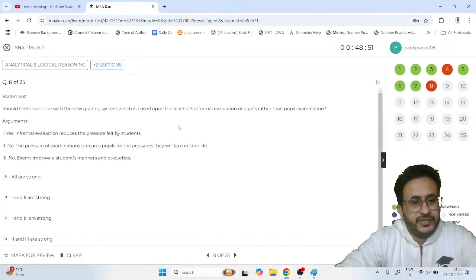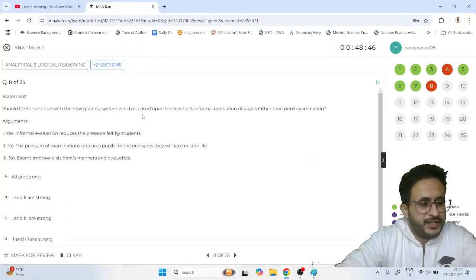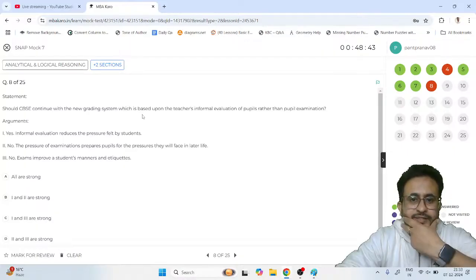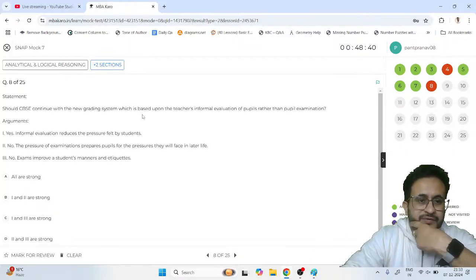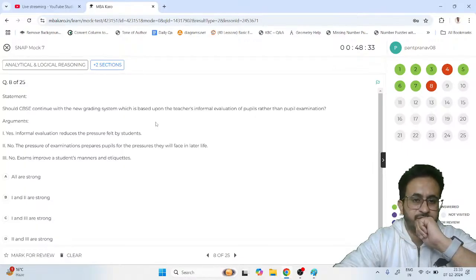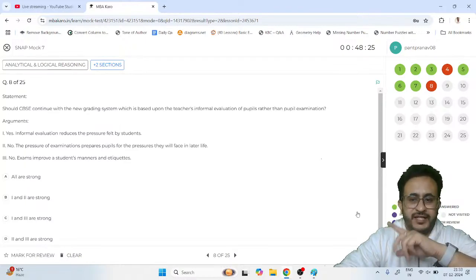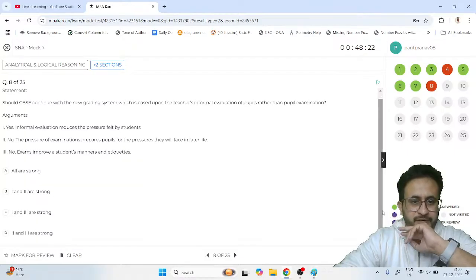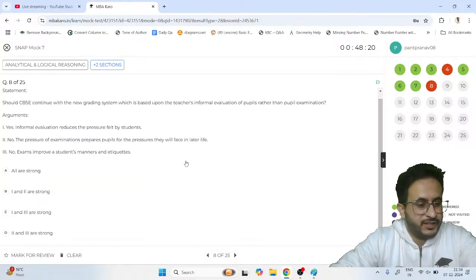Should CBSE continue with the new grading system, which is based upon the teacher's informal evaluation of pupils rather than pupil examination? So, should they continue that thing? First says informal evaluation reduces the pressure felt by students. Continue with the new grading system, which is based on informal evaluation. Looks fine. Second: the pressure of examination prepares pupils for the pressures they will face in life. 2 looks to be a better one because the purpose of examinations is that people learn how to face pressures in life. Third: exams improve a student's manners and etiquette. Third is out of scope.